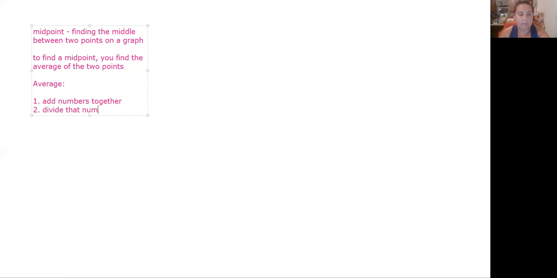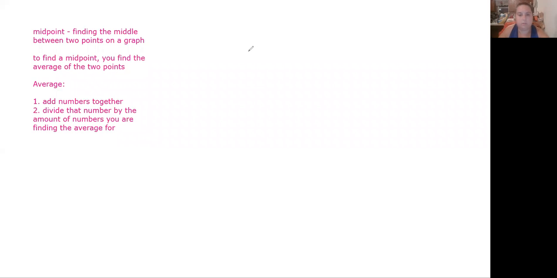Divide that number by the amount of numbers we're finding the average for. Now, I know that's a little bit confusing, so we're going to do an example. If I wanted to find the average of 7 and 3, here's what I would do.